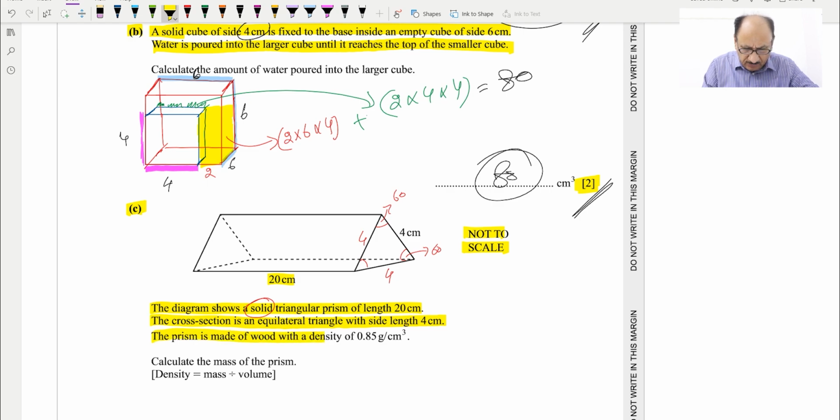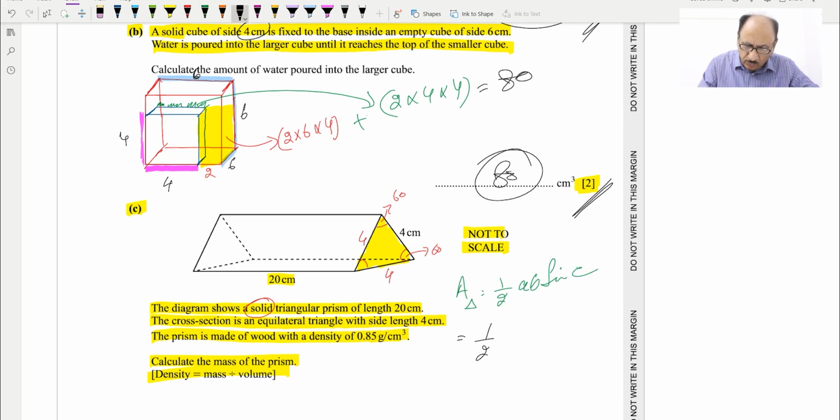Now the prism is made of wood with density. So the density of the wood is also provided. Calculate the mass, and the formula for density they have provided us. So we can find the face area, and the face area is this equilateral triangle. The formula for the area of a triangle is half ab sine C. This is the formula which we can apply.